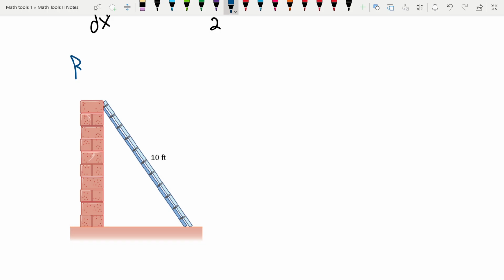So this is from a category of problems known as related rates, and it looks at different rates, which implies that we have derivatives, and it looks at every variable being a function of time, right? Because rates are usually about time. So this says that we have a 10-foot ladder leaning against a wall, which we can see from the picture.